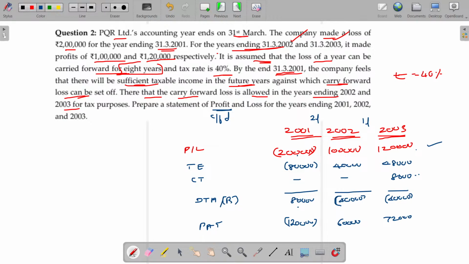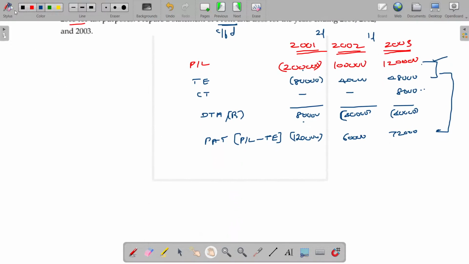Profit after tax is nothing but, as per the income tax in financial accounts, the tax is subtracted from the profit. PAT is nothing but profit and loss minus financial account tax, which is called tax expenses. Of course, they have asked you to prepare the P&L statement only. Anyhow, for better understanding, you can pass a journal entry also.